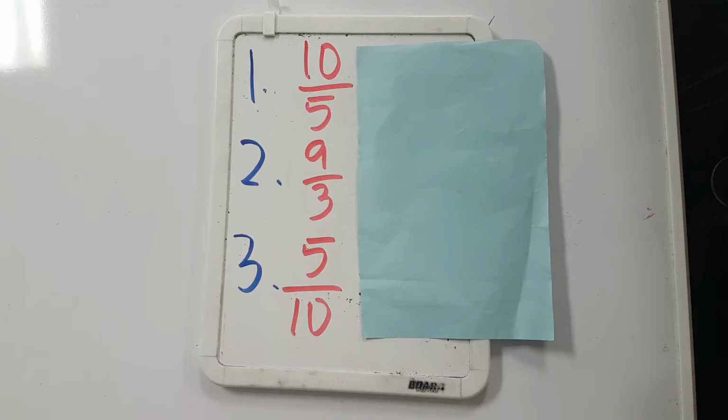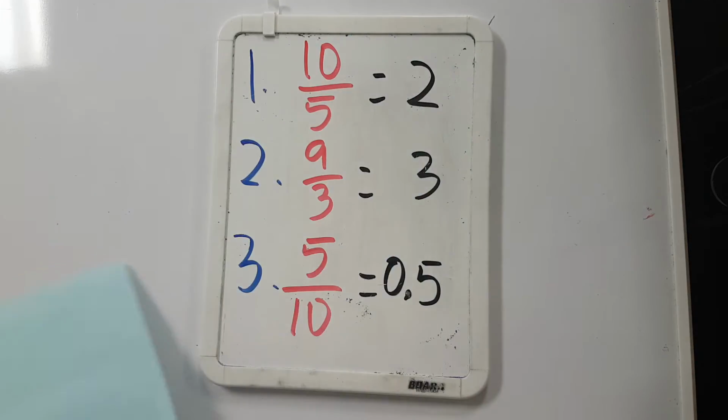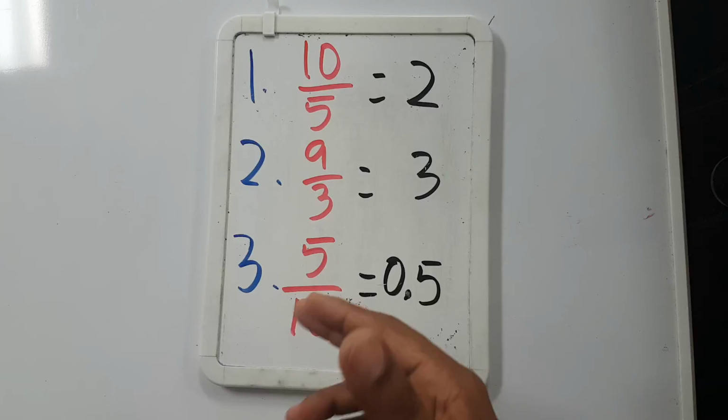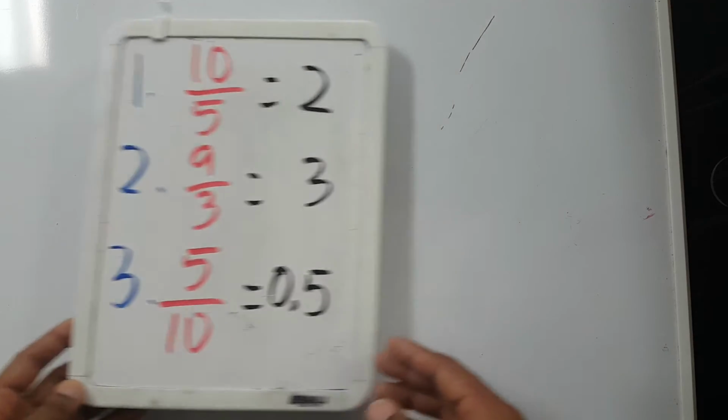All right, so you should have finished, and let's go ahead and check your answers. So 10 divided by 5 is 2, 9 divided by 3 is 3, and 5 divided by 10 is 0.5. If you got these wrong, then you're watching the right video, because we're going to go through these. So let's take a look.